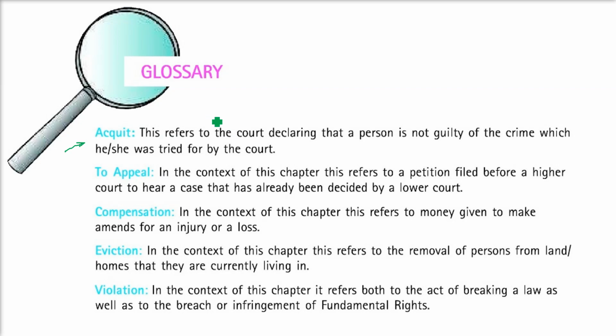There is a glossary. Acquit refers to the court declaring that the person is not guilty of the crime for which he or she was tried. To appeal, in the context of this chapter, refers to the petition filed before a higher court to hear a case that has already been decided by a lower court. Compensation means money given to make amends for an injury or a loss. Eviction means removal of a person from the land or home they are currently living in. And violation means the act of breaking the law, as well as the breach or infringement of fundamental rights.